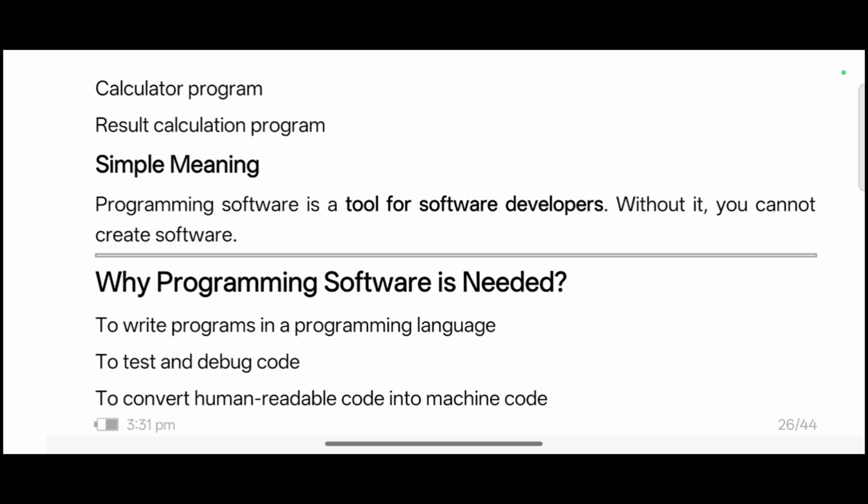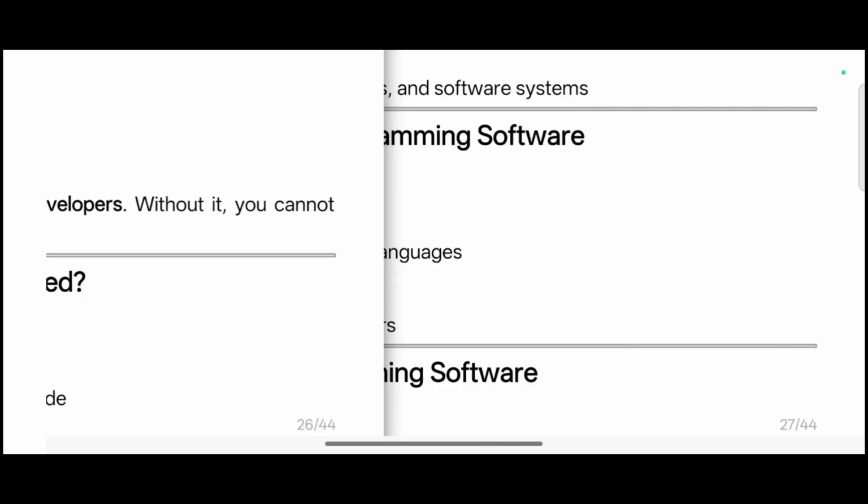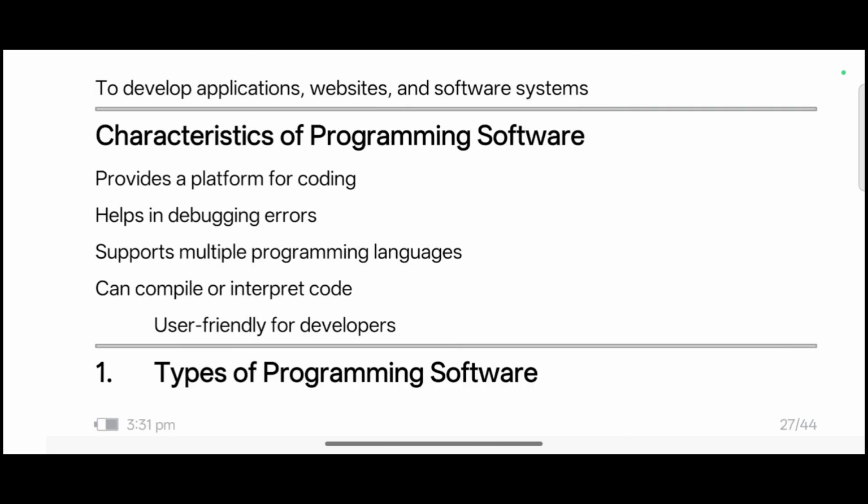Why is programming software needed? To write programs in a programming language, to test and debug code, to convert human readable code into machine code, and to develop applications, websites and software systems. Characteristics of programming software: it provides a platform for coding, helps in debugging errors, supports multiple programming languages, can compile or interpret code, and is user friendly for developers.